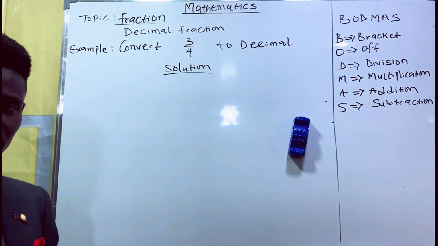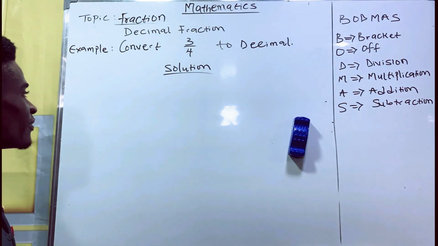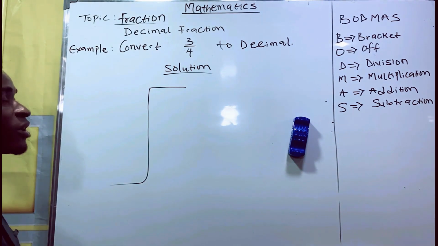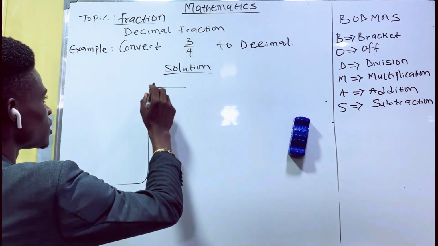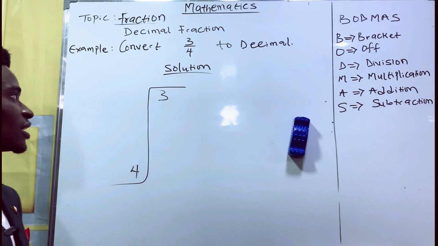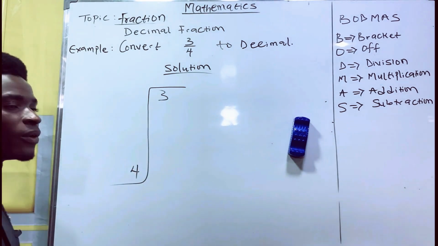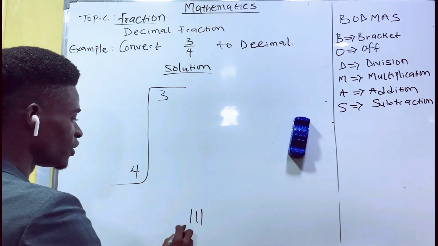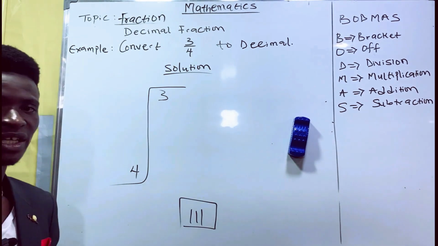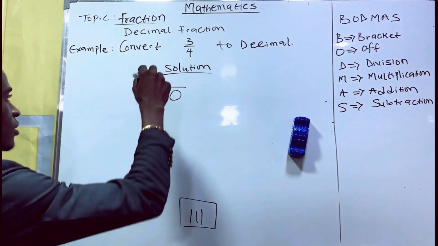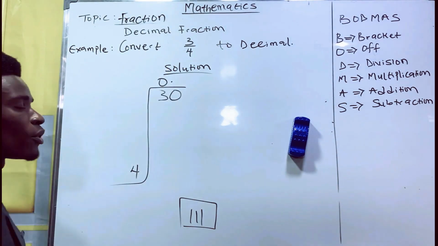Convert 3 over 4 to a decimal fraction. Now, the first thing to do is to what? Is to draw your box in form of Z. Now, the 3, which is the numerator, will be inside, and the 4, the denominator, will be outside. Now, 3 divided by 4. Of course, 3 cannot divide 4, because if you count 3, you can't get a 4 out of 3. Hence, we add 0 to 3, and at the top, we put 0 point.